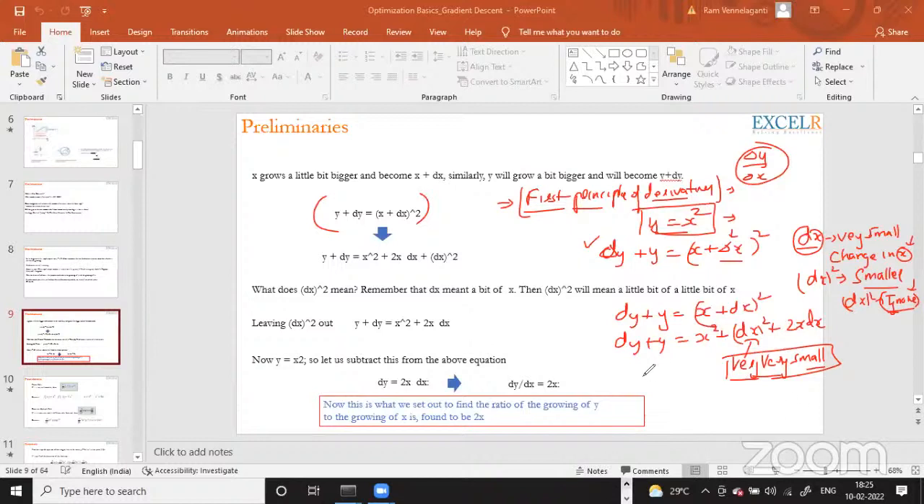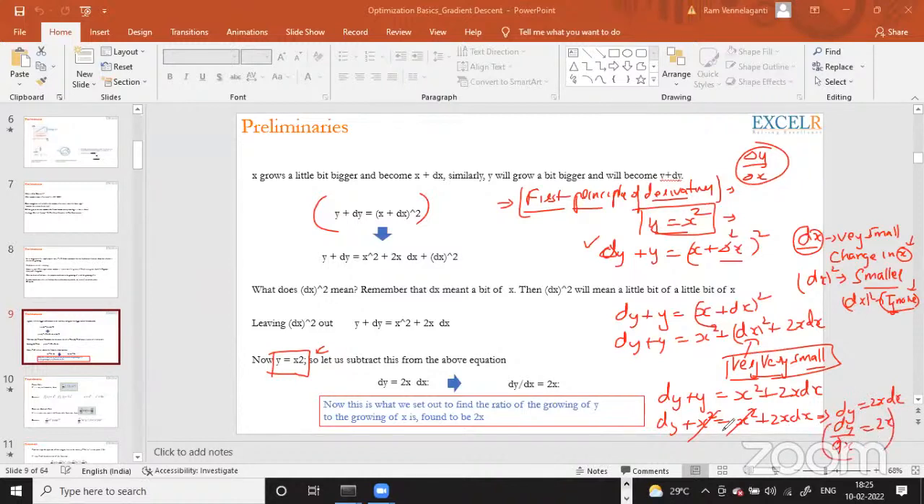Now, write down our equation. y plus dy is equal to x square plus 2x dx. Now, what is y? y is x square for us. So x square plus dy is equal to x square plus 2x dx. So instead of y, I am substituting x square. x square are going to get cancelled, and I'll be left with dy is equal to 2x dx, and dy by dx is equal to 2x.